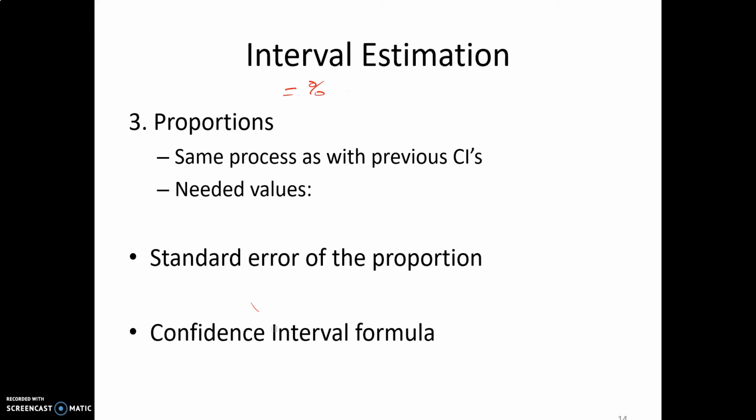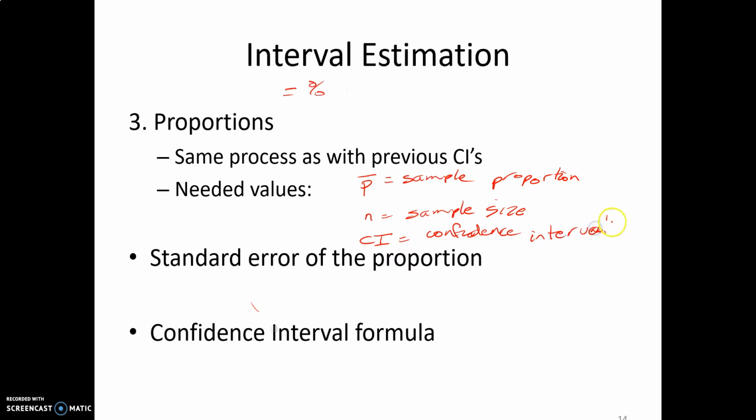So the needed values: we need from the sample P bar, which is our sample proportion. We're going to need a sample size. How many items did we survey, for example? And we're going to need a level of confidence. That's our confidence interval. Now this confidence interval estimation for proportions always uses a Z value.